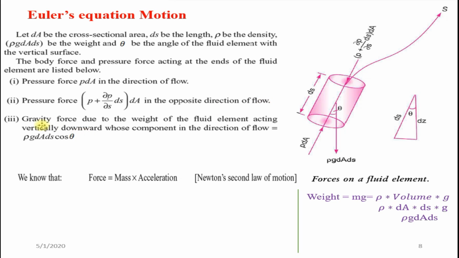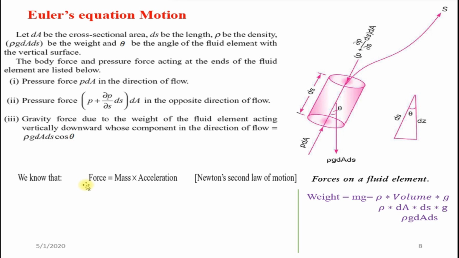Then one more force is the gravitational force, that is rho g dA ds into cos theta. See here, cos theta, because of the vertical component which is making the angle theta. So if you resolve the forces into x and y directions, you will get this W as rho g dA ds into cos theta.